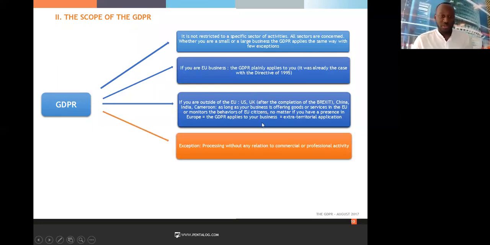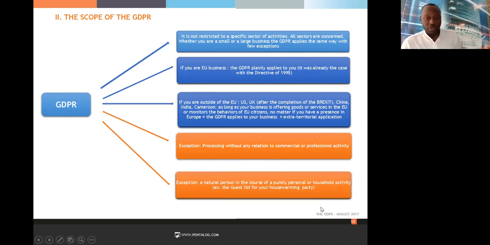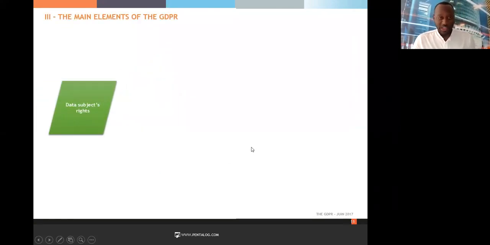And the two exceptions, just to remind you: the processing without any relation to a commercial or professional activity, and the other exception, a natural person in the course of purely personal or household activity. I was talking about the guests of a party, something like that. That doesn't apply to you. So after this, let's move to the next step.